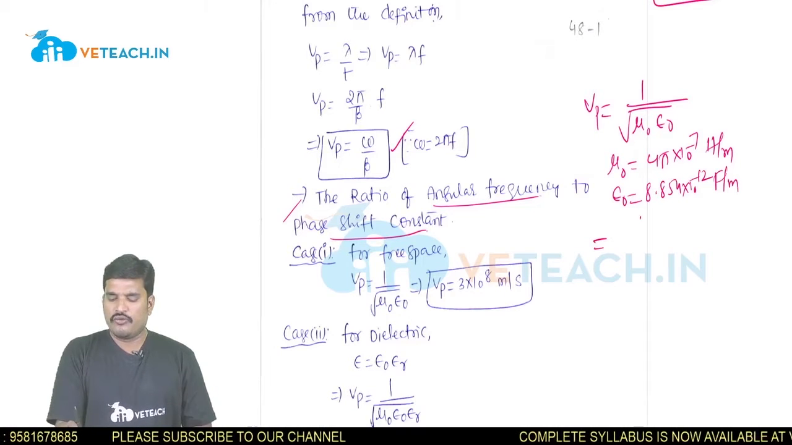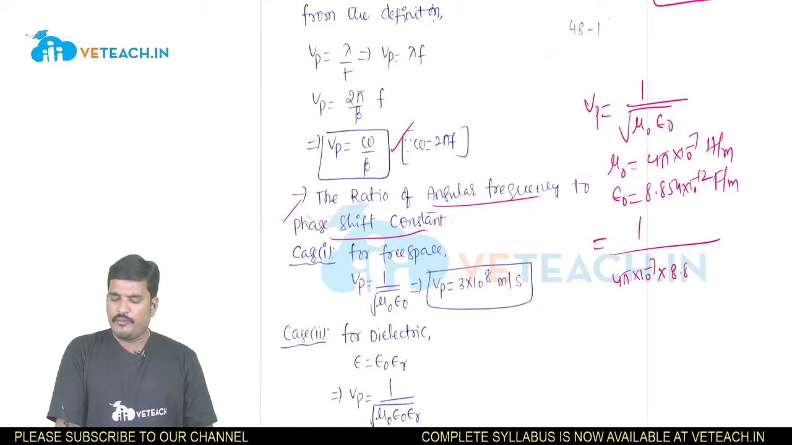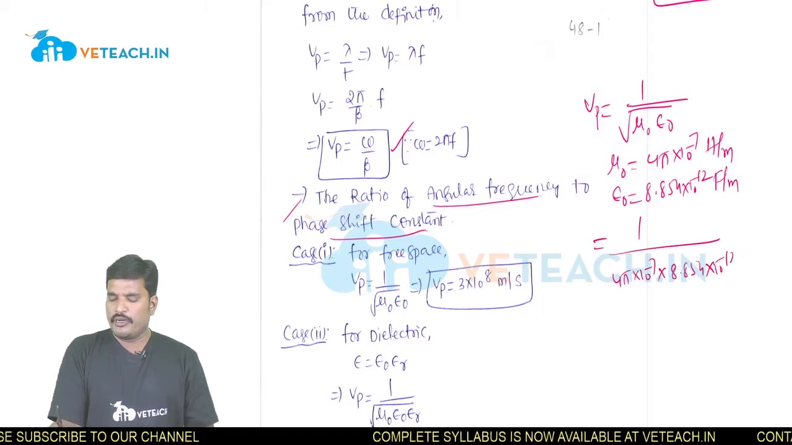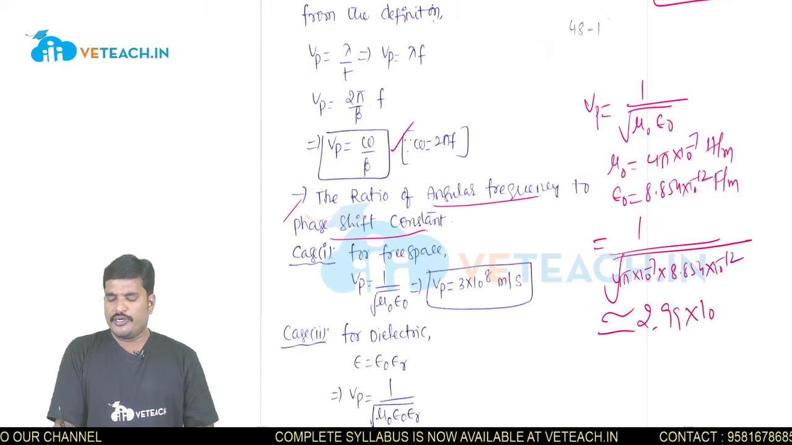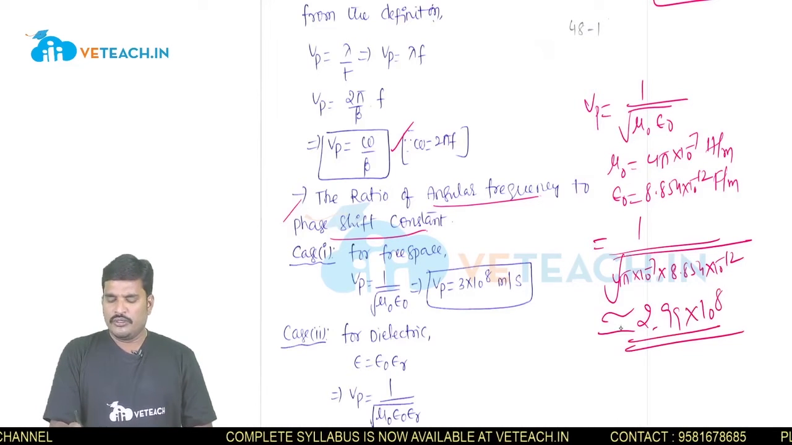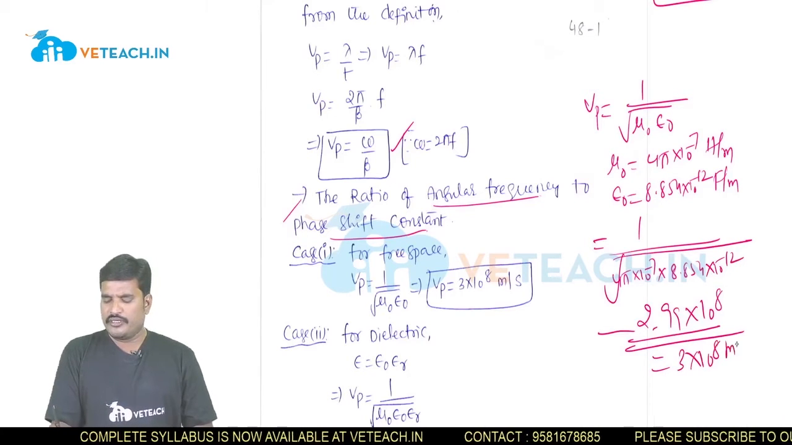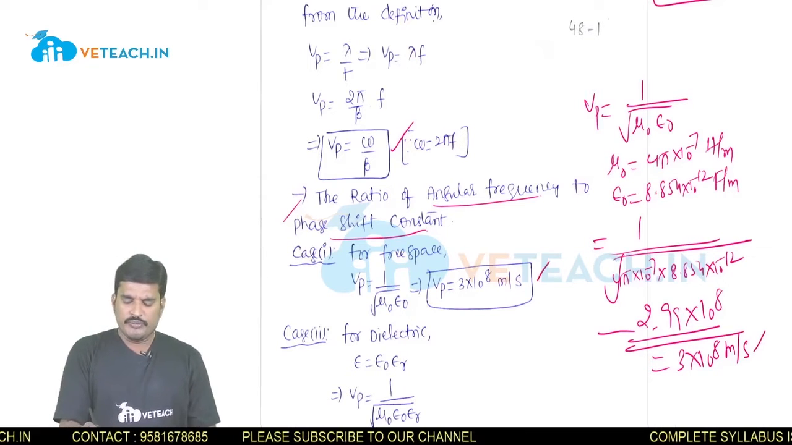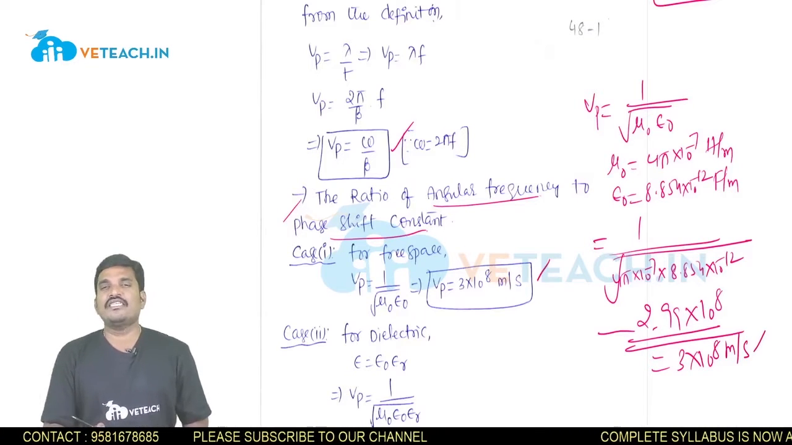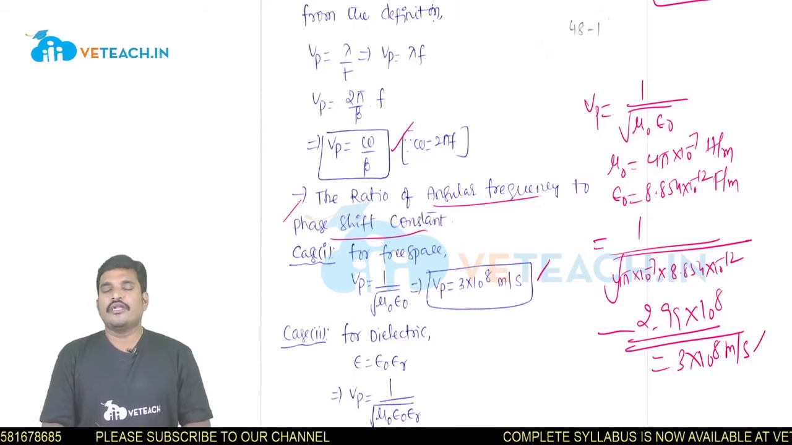Can I substitute there? 1 by root of 4 pi into 10 power minus 7 into 8.854 into 10 power minus 12. I got the value approximately 2.99 into 10 power 8, so it is approximately 3 into 10 power 8 meter per second. So for free space, the velocity of propagation Vp is 3 into 10 power 8 meter per second.